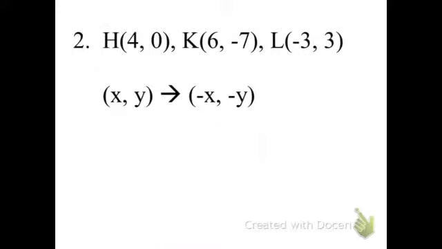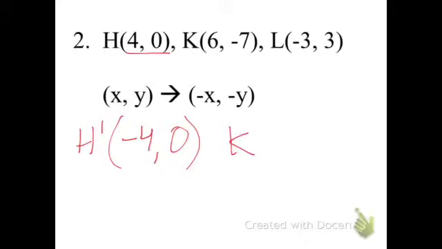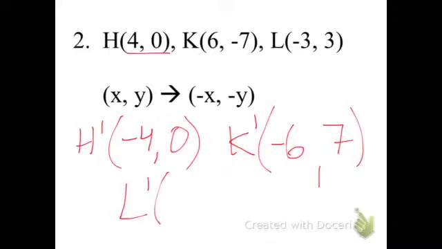Moving on to 2. This function says I need to switch the sign on both of those coordinates. And so if I take my old H, that the coordinates are 4, 0, I need to change the sign on both. And so I'm going to get negative 4, 0, because negative 0 isn't a thing, it's just 0 still. K prime comes from K. K is 6, negative 7. I need to change the sign on both. So I'm going to get negative 6 and positive 7. On L, used to have negative 3, 3. Changing the sign on both, you'll get 3, negative 3. And those are my coordinates.